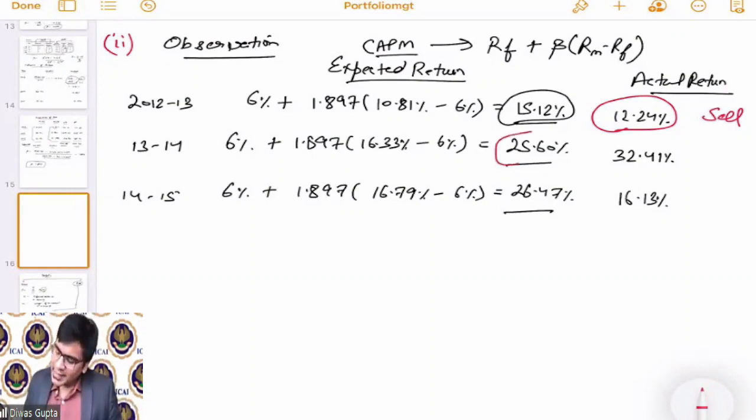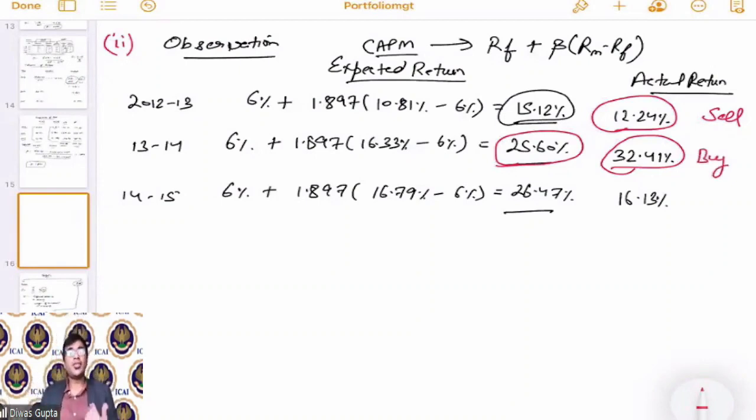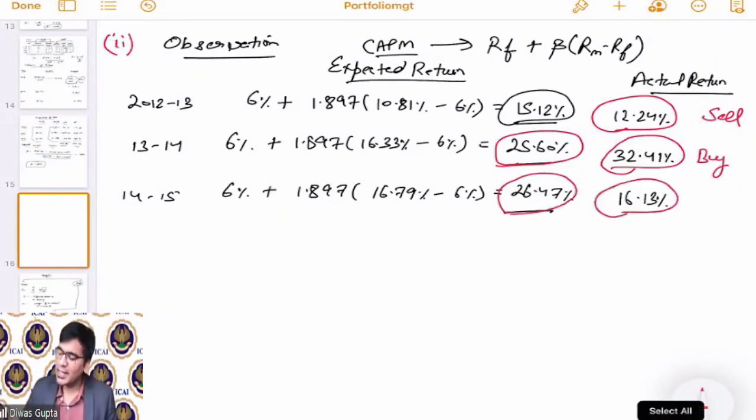Now in this case, the expectation is 25.6, but actually the stock is giving us a return of 32.41. That means we will buy it. Correct? The decision is to buy it. If again 26.47, our expectation is higher and actually we are getting lesser return, that means our decision will be to sell it.